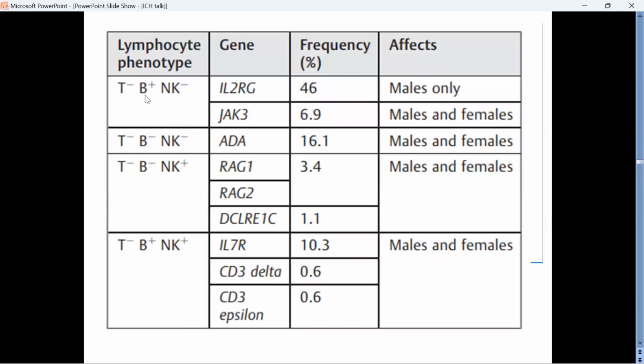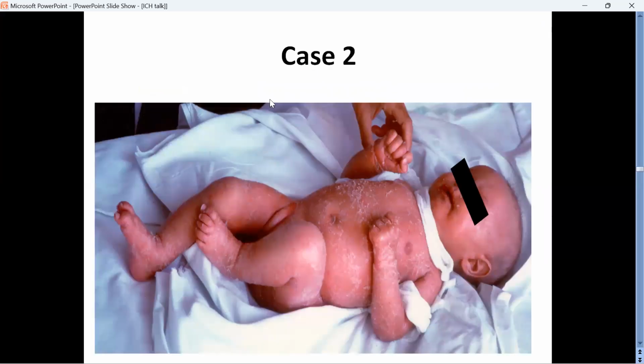Okay. And based on the phenotype of SCID by flow cytometry, we can predict the gene mutation. So if it is T negative, B positive, NK negative, it could be an IL2RG defect, or it could be a JAK3 defect. And similarly, for every phenotype there is a suspected gene mutation. However, it has to be confirmed with gene sequencing or a targeted gene panel by next generation sequencing. Okay, so then you can establish the diagnosis. So this is the first case, and let's move on to the second case.